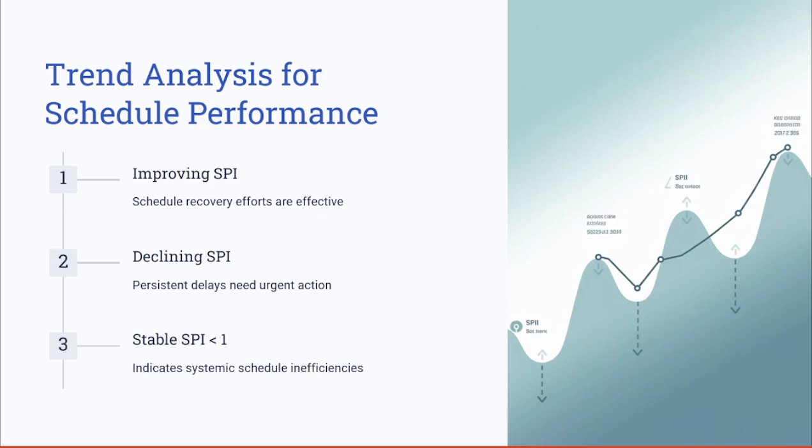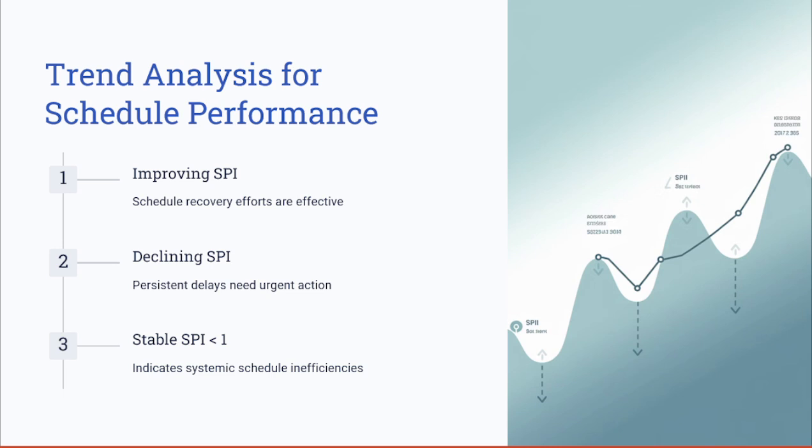Proving the SPI by having scheduled recovery efforts, which is ineffective or effective. Also, the next trend indicator here you have is a declining SPI. So when you have a declining SPI, it means that there's a persistent delay that needs urgent action. Again, an improving SPI means that there are scheduled recovery efforts which are effective. Like you as a project manager, if you have taken a corrective action to improve your SPI, and you could see that your SPI is getting improved, so your scheduled recovery efforts are effective.